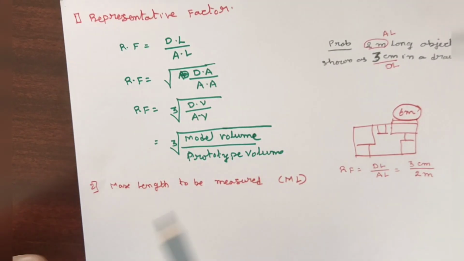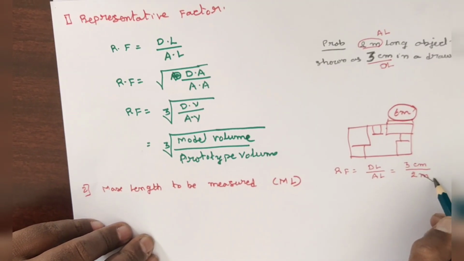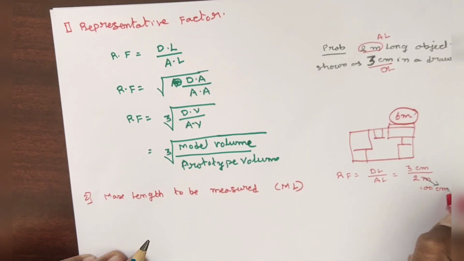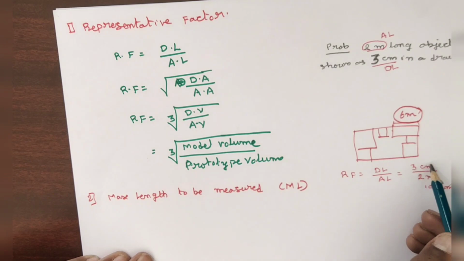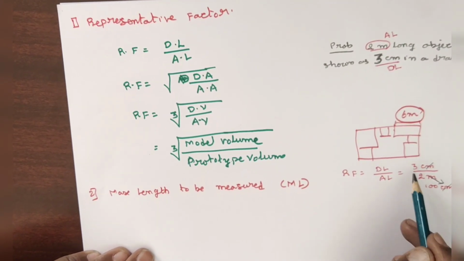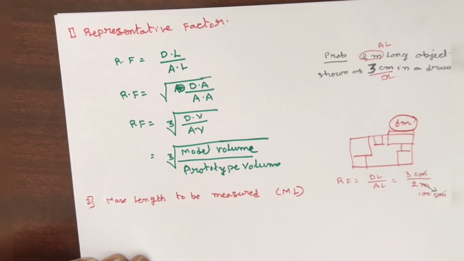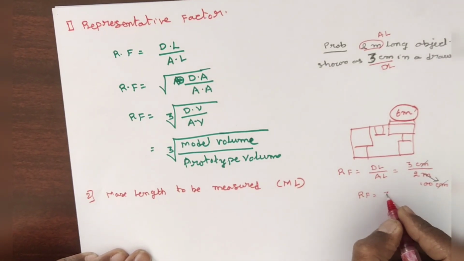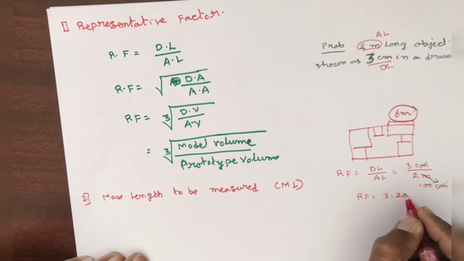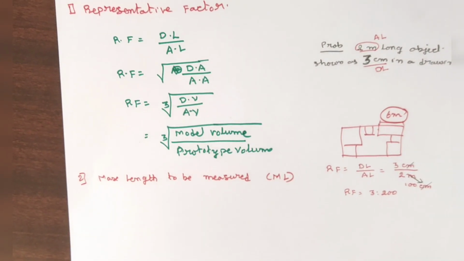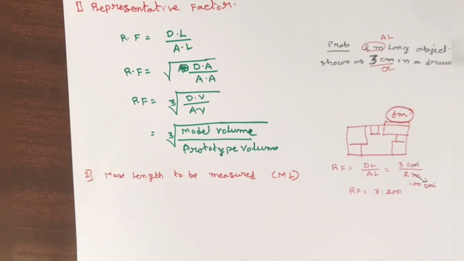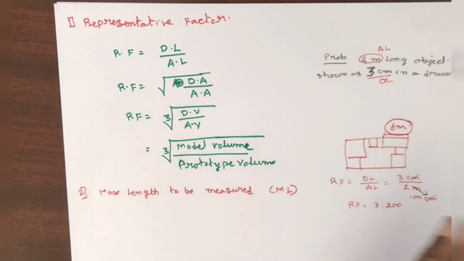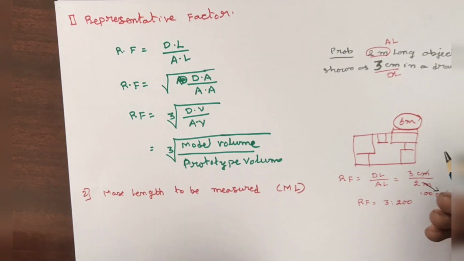So first of all, what do I have to do? 1 meter is equal to 100 centimeters. So first we need to cancel units. Next, what is this ratio? 3 is to 200 only, because we cannot divide it. Therefore, representative factor is equal to 3 is to 200. Good, sir. Let us consider some more extension of this one. Construct a scale.